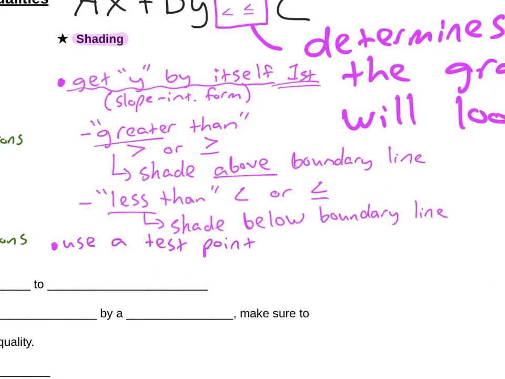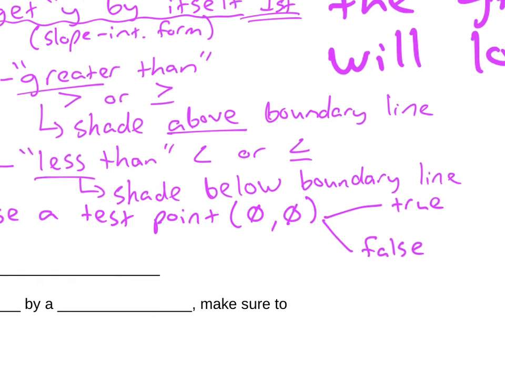And the easiest test point, the easiest numbers to plug in for X and Y are always 0. So we can use a test point, and we're going to see one of two things could happen. You can get a true statement or a false statement. If it's true, that means that part of the graph should be shaded.